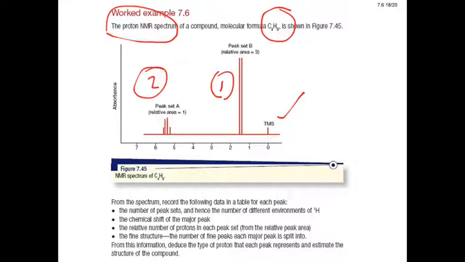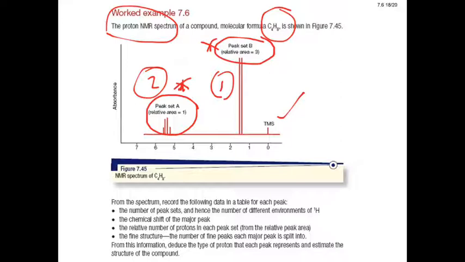So there's 2 different proton environments in that molecule. Now, the relative number of protons in each peak. Well, that's got a peak area of 1. This has got a peak area of 3. So that's telling you that this guy here has got 3 times as many protons in it as this guy here. That's what that's telling you, because it's relative peak areas, okay?